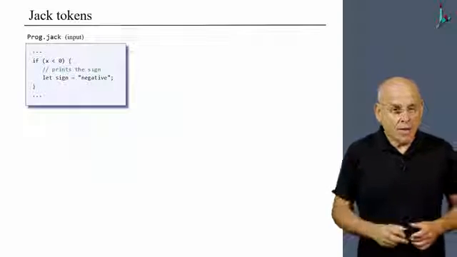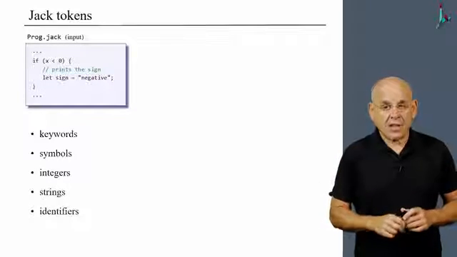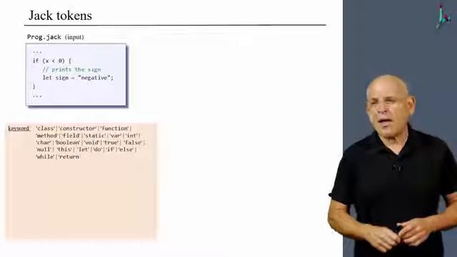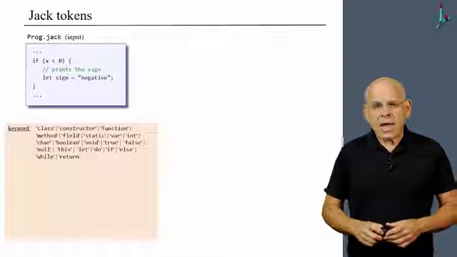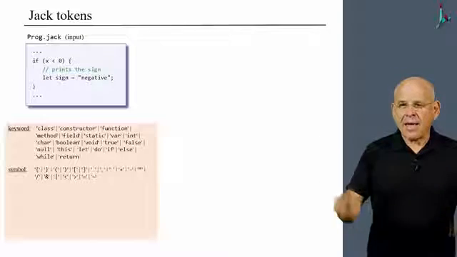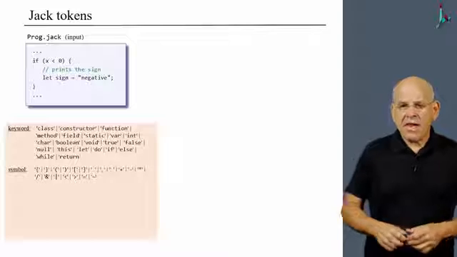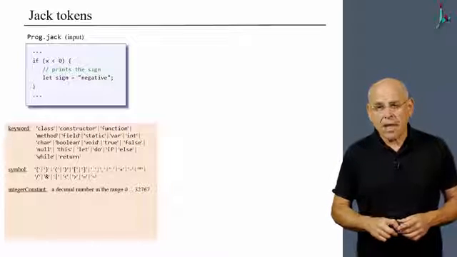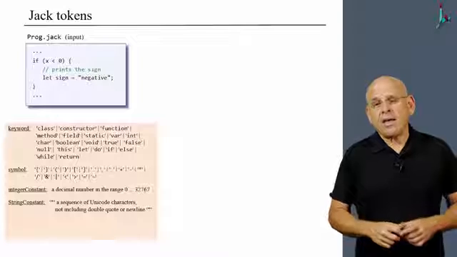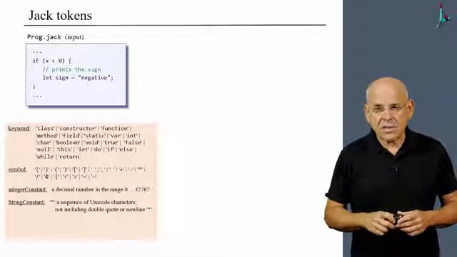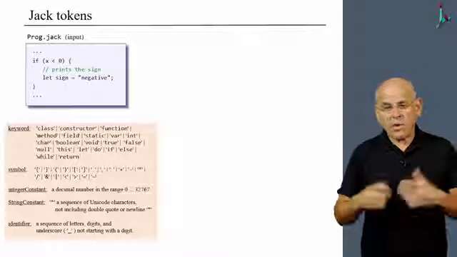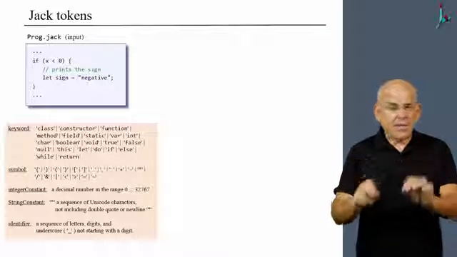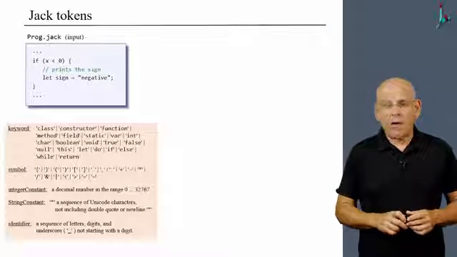And so in the Jack language, specifically, we have 5 categories of tokens. And here they are. First of all, we have keywords, of which we have about 20 keyword constants. Then we have symbols, like times, divide, and so on. Then we have integer constants, which are numbers that vary from 0 to 32,767. Then we have string constants, which is anything that exists within 2 double quotes. And finally, we have identifiers, which we use to name variables, methods, classes, and so on. And every one of these categories is very well defined without any ambiguity or uncertainty.